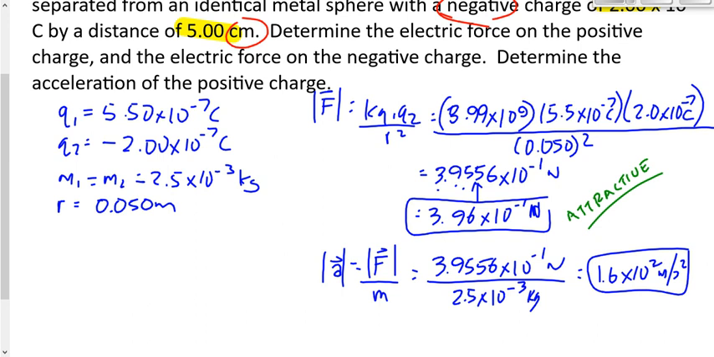Whenever you're asked to find acceleration in physics 30, get the force. The force needs to be with you. Whether it's an electric force or a gravity force or whatever force, you want to find acceleration, get the force, and then divide it by the mass, and then you're going to get acceleration.